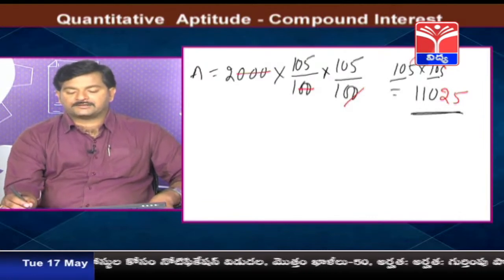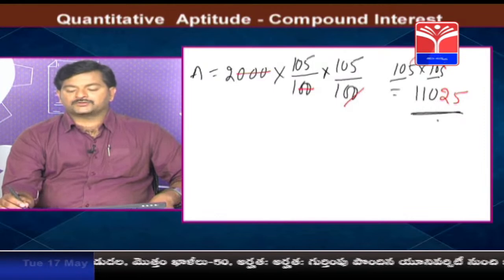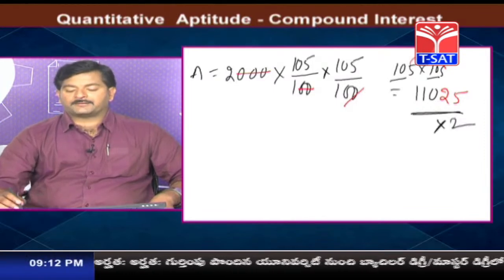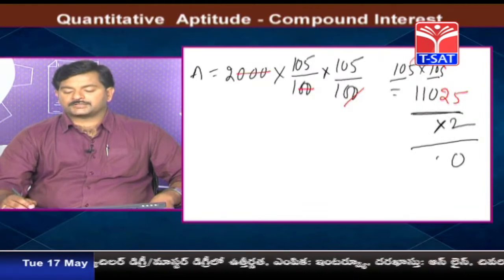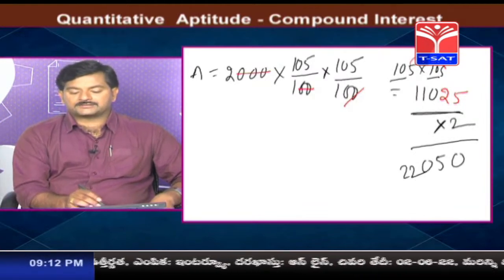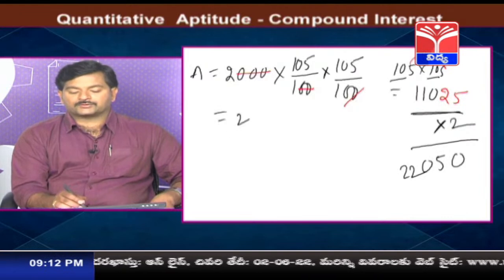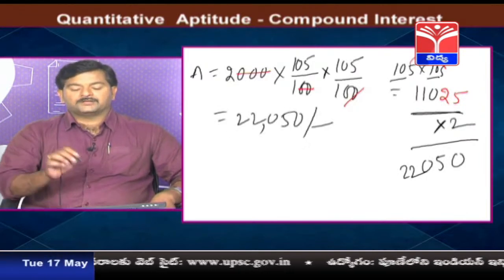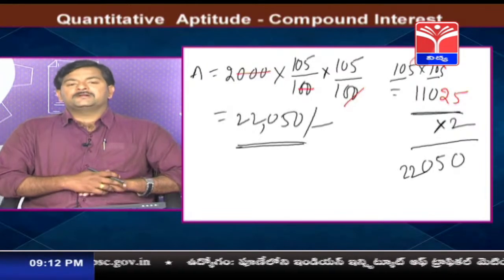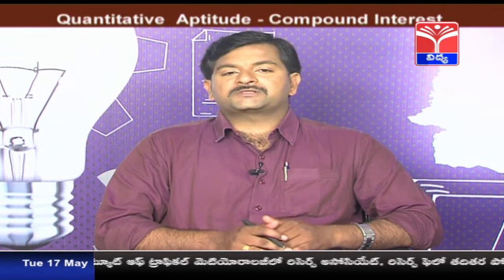But this value we have to multiply with 2. If I multiply with 2, what am I getting? 0, 5, 0, 22. Hence, the final answer is 22,050 rupees. So this is the amount he asked to find. This is the amount he is going to get after 2 years.